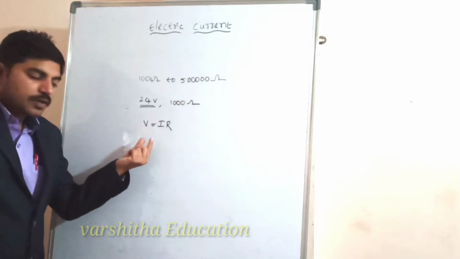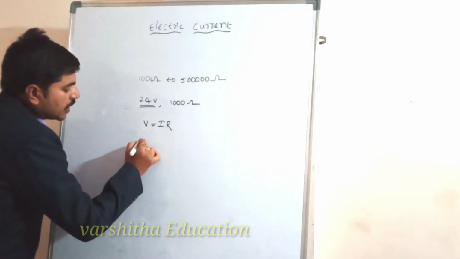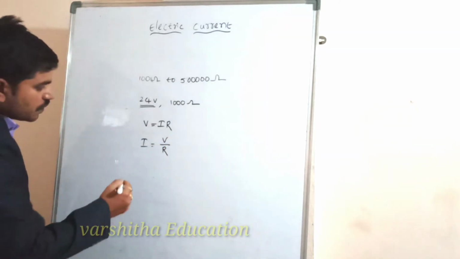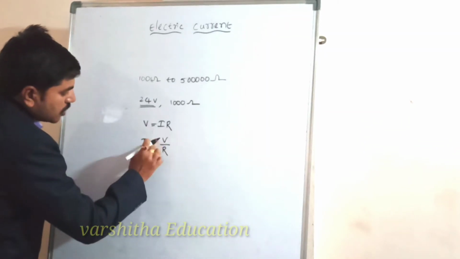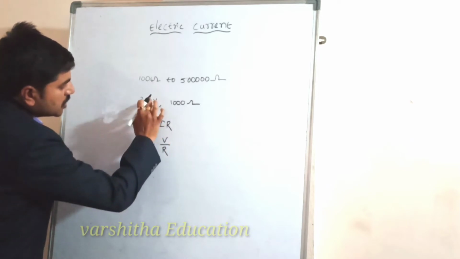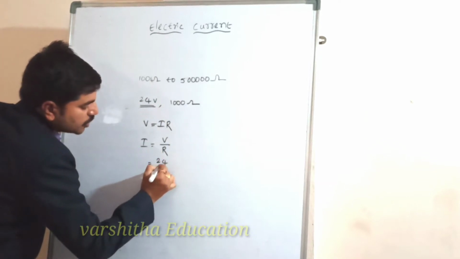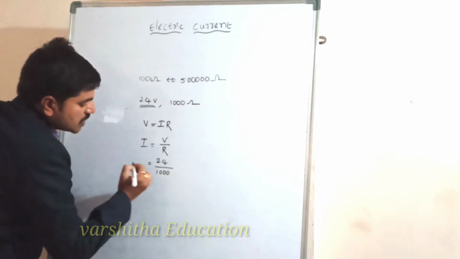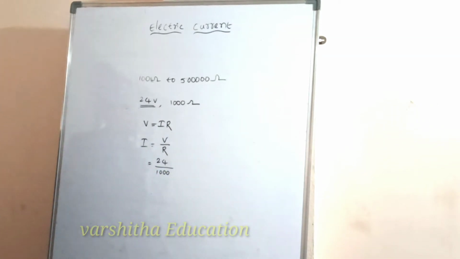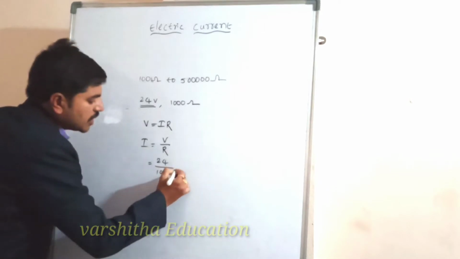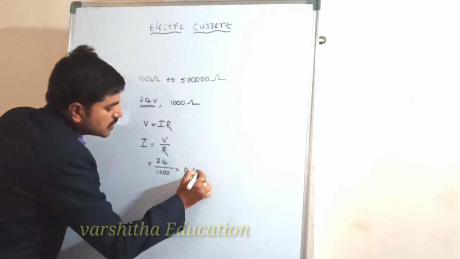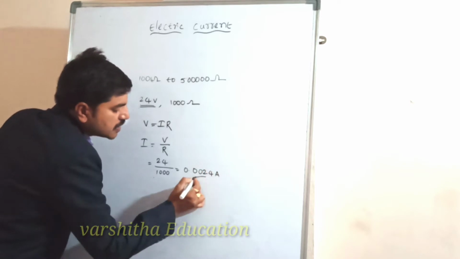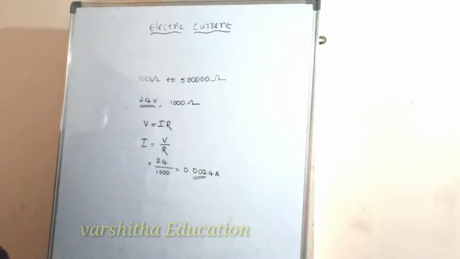Say Ohm's law. From Ohm's law, I is equal to V by R. I want to find the current when 24 volts is directly passing through a resistance R of 1000 ohms. Then we can easily say that the value is 0.0024 amperes of current entering our human body in this situation.